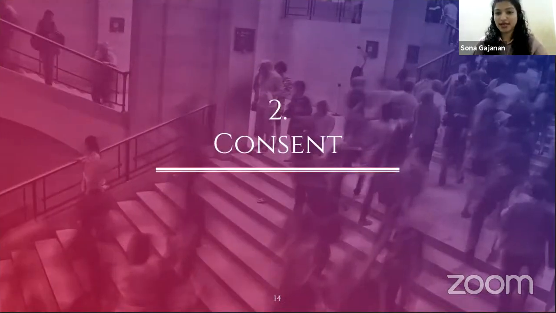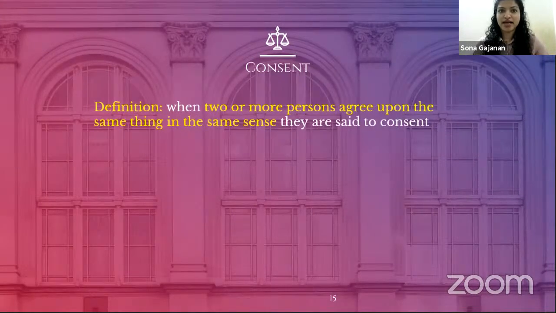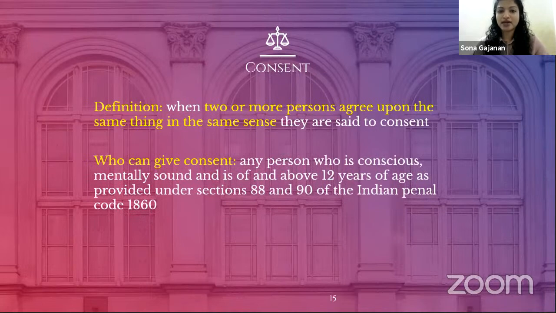So coming to consent. From the exam point of view, this is a repeated question. So what is consent? It is defined as when two or more persons agree upon the same thing in the same sense, they are said to consent. So who can give consent? Any person who is conscious, mentally sound, and is of and above 12 years of age, as provided under section 88 and 90 of the Indian Penal Code 1860.